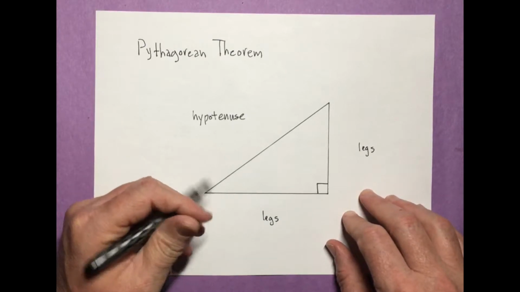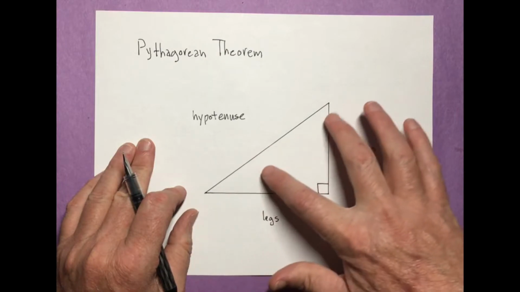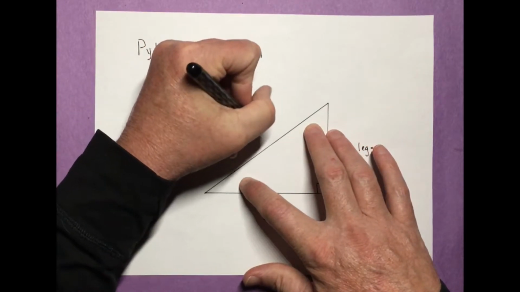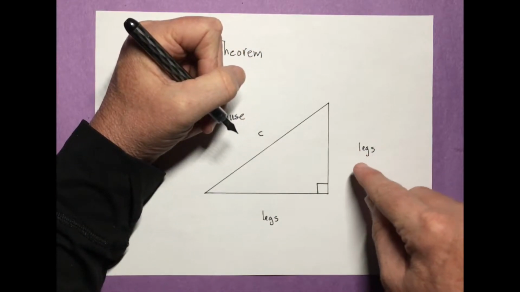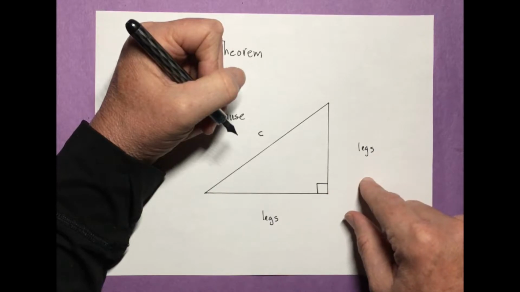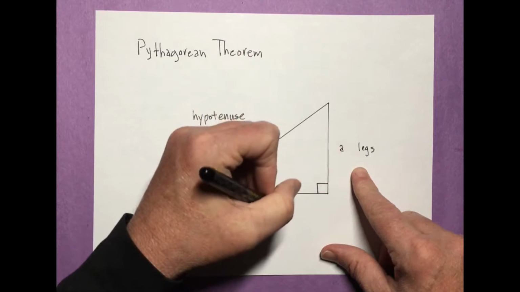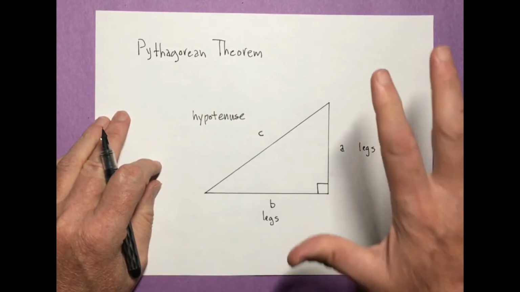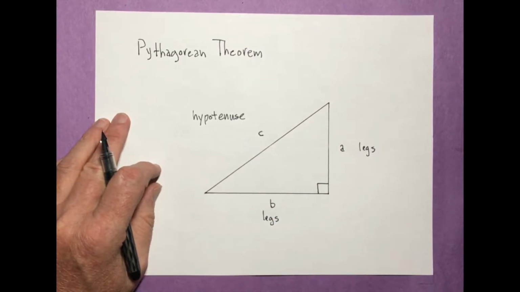Further, customarily, traditionally, we label these A, B, and C, and the hypotenuse is always labeled C. We always label that C. The other two are A and B. It doesn't matter if that's A and that's B, or that's A and that's B. It doesn't matter. I'm going to make this one A and this one B. So there's the setup. We've got a right triangle, our two legs A and B, and our hypotenuse C.